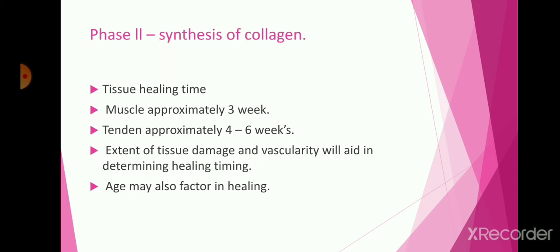So synthesis of collagen occurs for the healing of tissue, and this tissue healing takes time, approximately 3 weeks. If muscle gets injured, it takes approximately 3 weeks, then tendon approximately 4 to 6 weeks, and the extent of tissue damage and vascularity will aid in determining the healing timing.